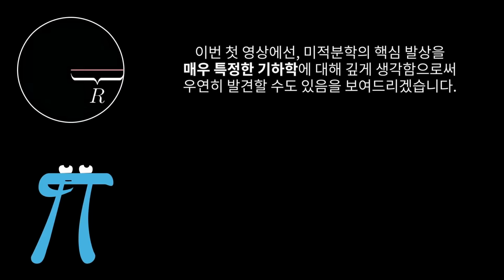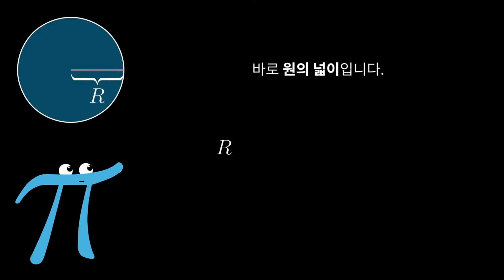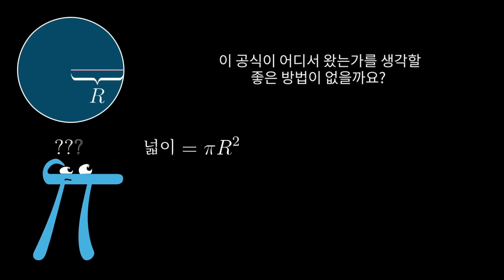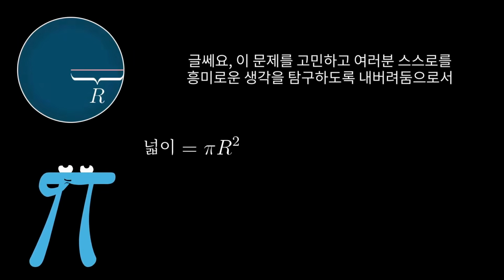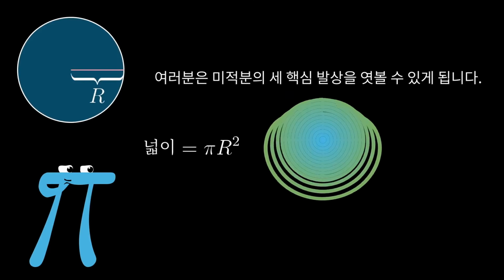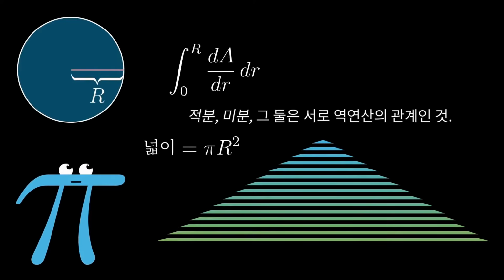In this initial video, I want to show how you might stumble into the core ideas of calculus by thinking very deeply about one specific bit of geometry, the area of a circle. Maybe you know that this is pi times its radius squared, but why? Is there a nice way to think about where this formula comes from? Well, contemplating this problem and leaving yourself open to exploring the interesting thoughts that come about can actually lead you to a glimpse of three big ideas in calculus: integrals, derivatives, and the fact that they're opposites.